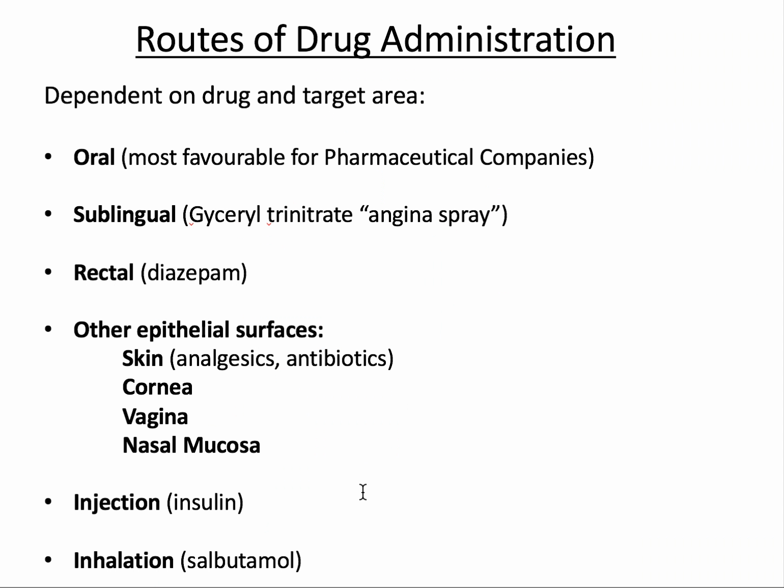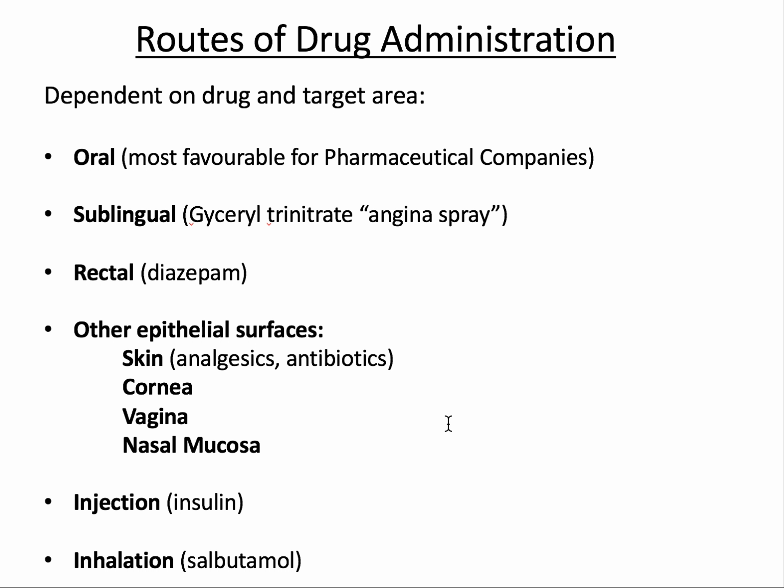Right, so I'm just going to go through this very quickly. Oral is the most favorable for many drug companies, as it is much easier. Sublingual is basically when you spray the drug under your tongue in the buccal cavity. An example of this is glyceryl trinitrate, which is used to treat angina.